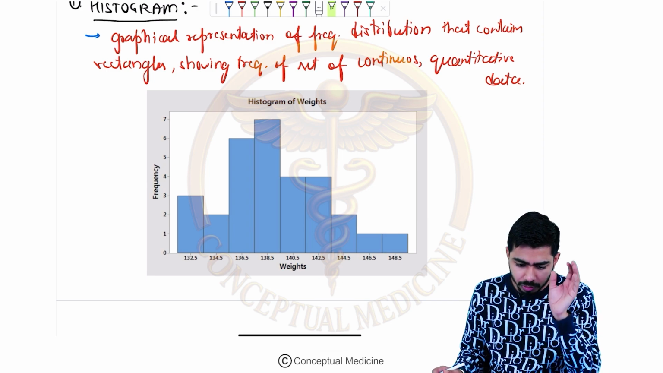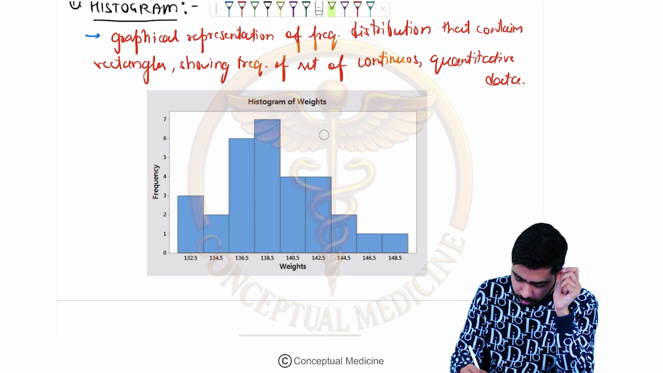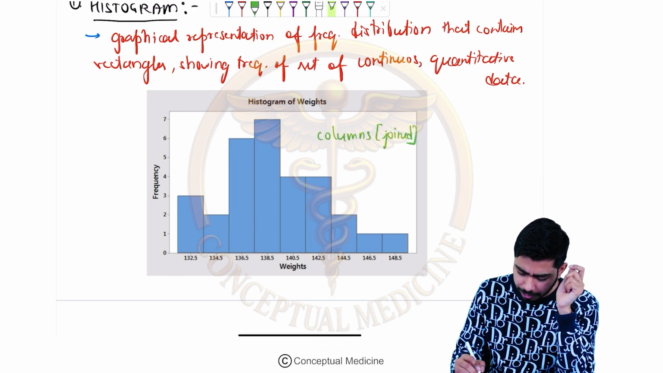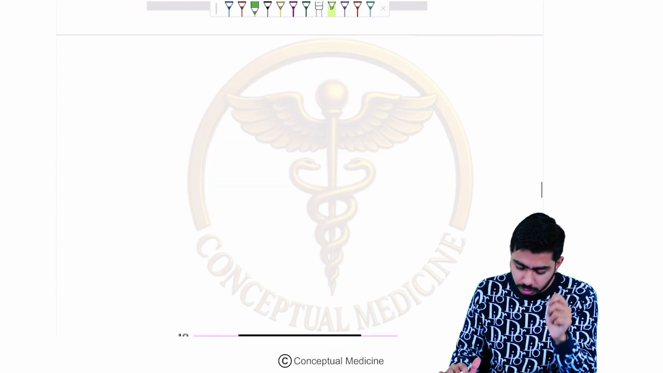Once you have understood the histogram, these are the columns over here. You can see the columns, and they are joined columns. They are the rectangles kind of thing. Okay, fine. Now once we have talked about this, we shall move on to the next one.